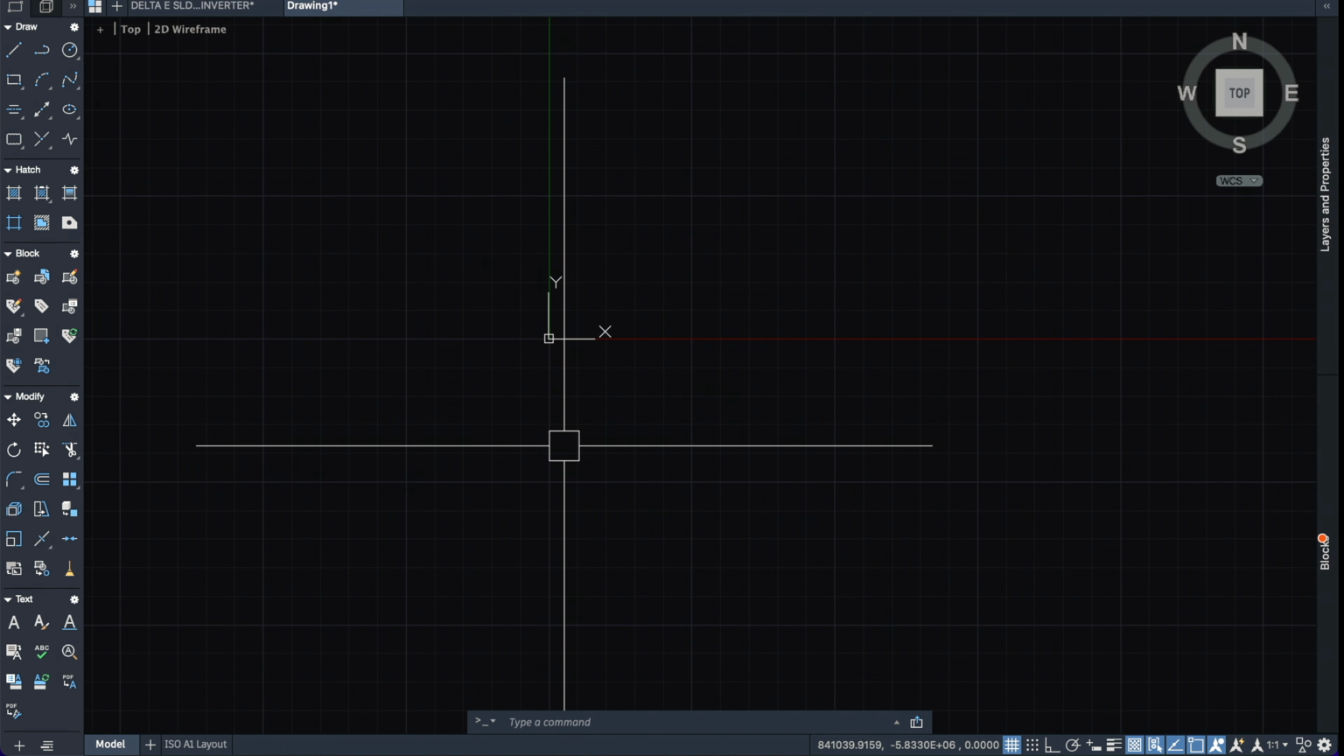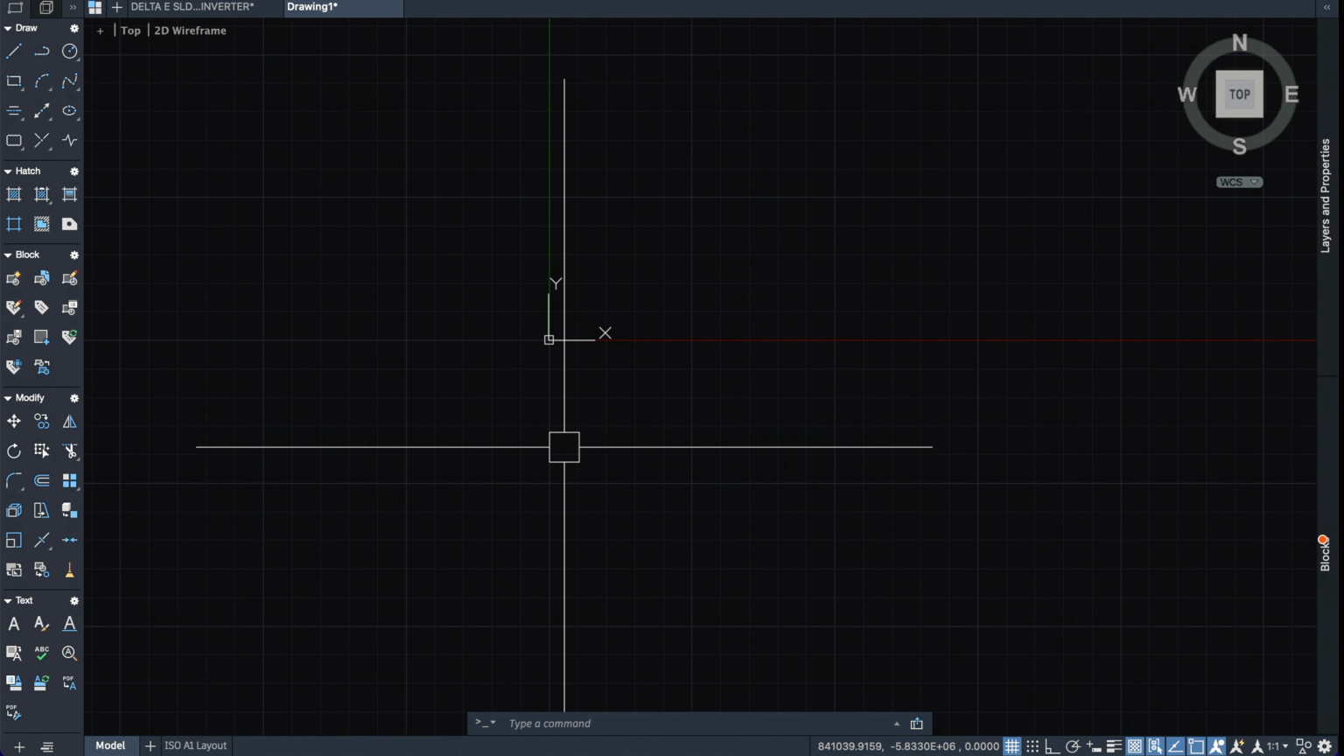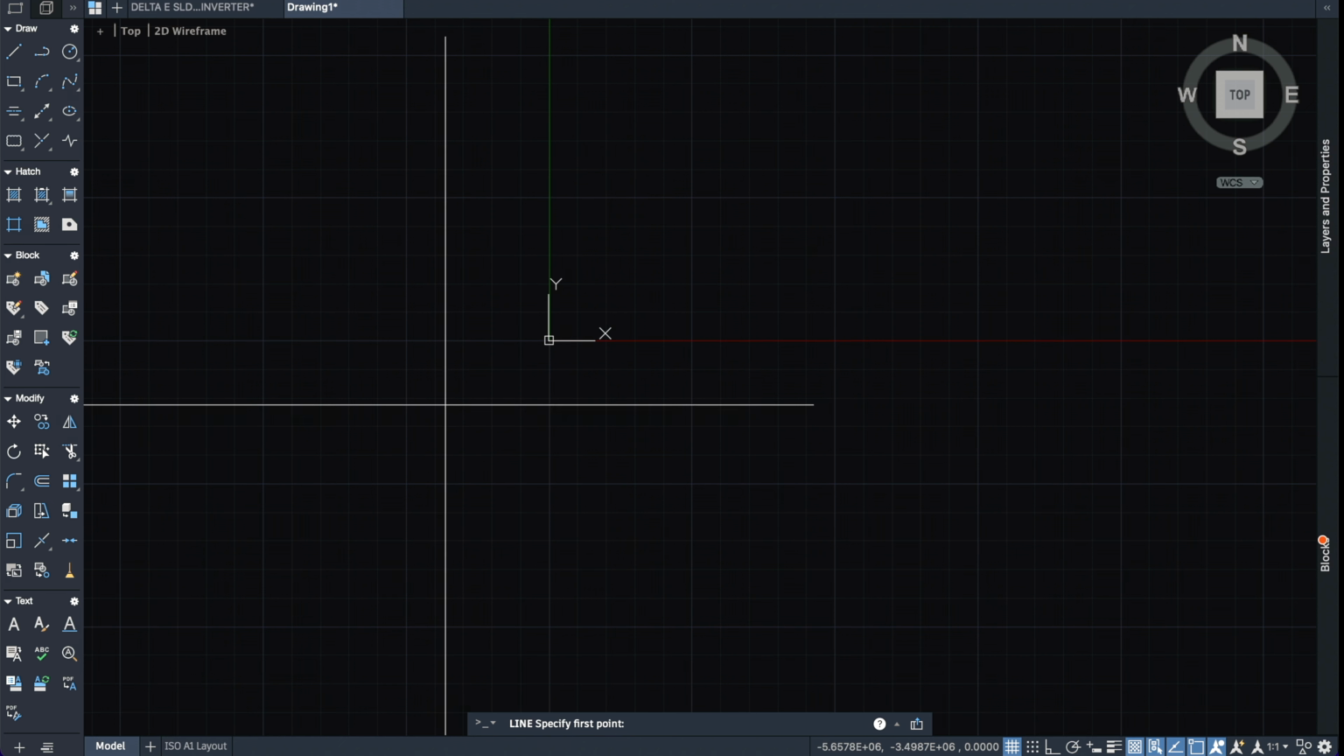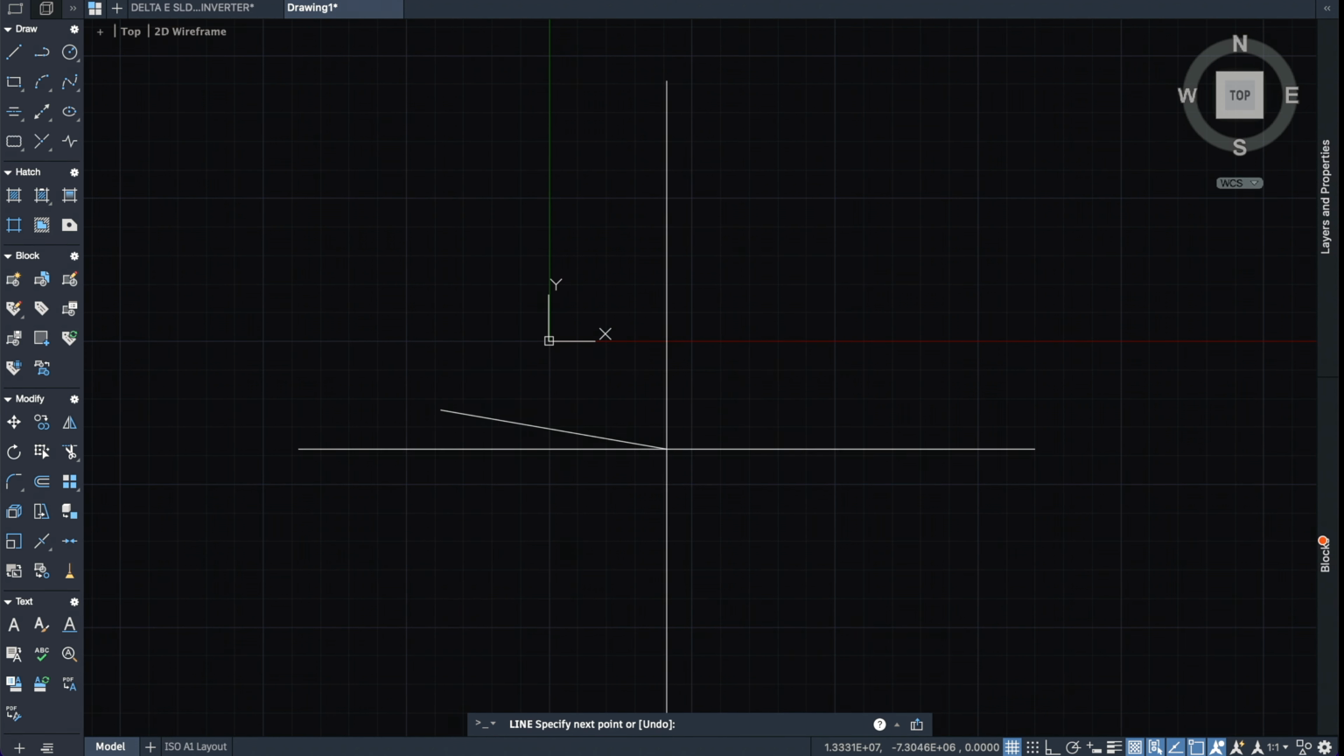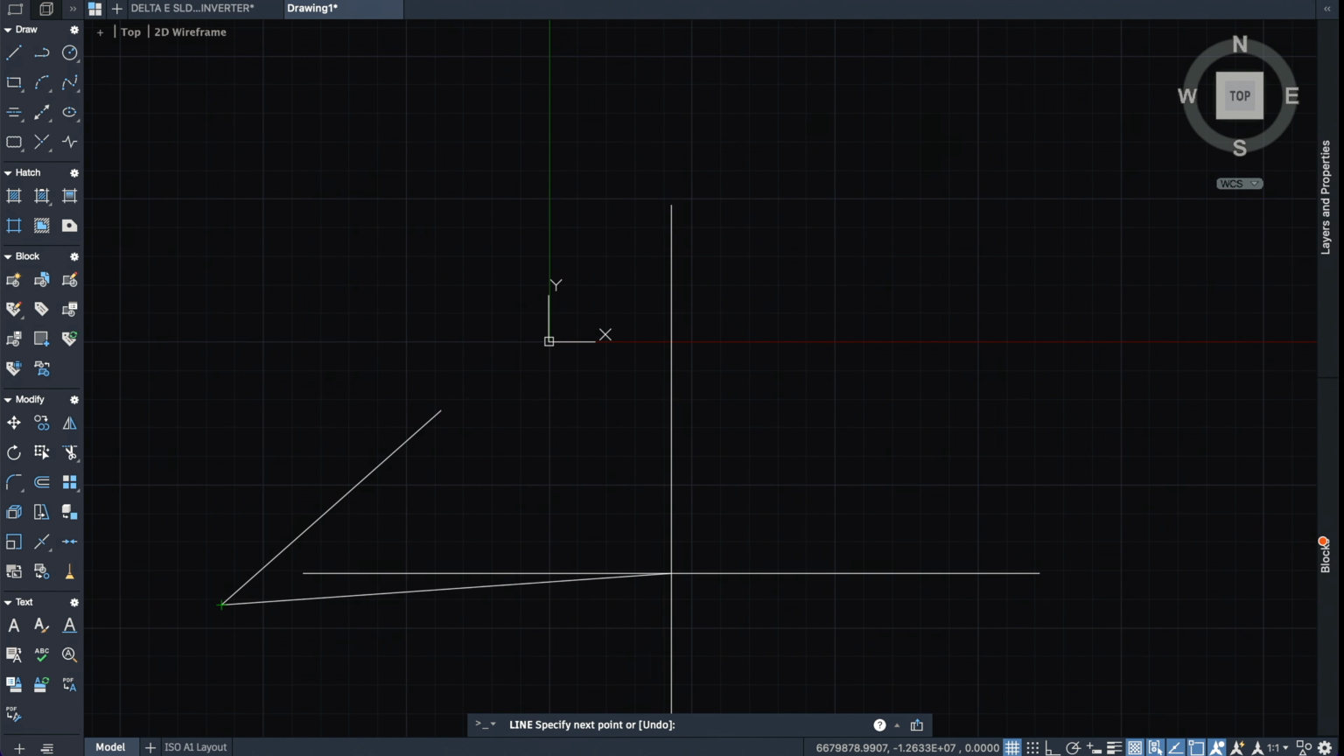So today we are going to be learning about how we can draw lines in AutoCAD. To draw a line in AutoCAD, what you have to do is press the command L, enter. By pressing L enter, you can draw lines in any direction like this.